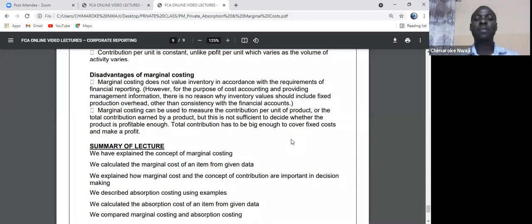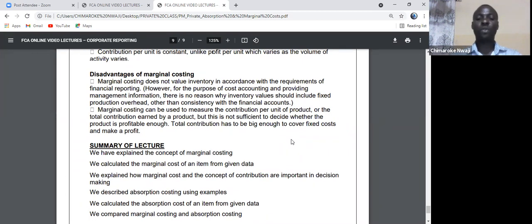Marginal costing can be used to measure contribution per unit of product or total contribution earned by a product, but this is not sufficient to determine whether the product is profitable enough. You may have contribution per unit, but is that product profitable? It may not be profitable. So there's a need for you to include the fixed cost to see whether there is profit or not.